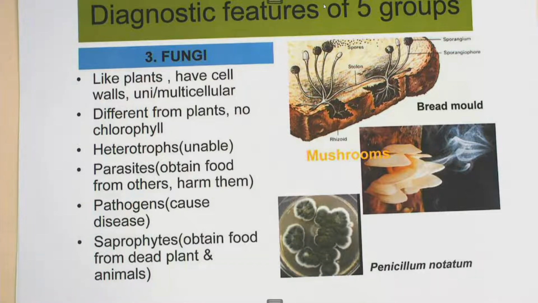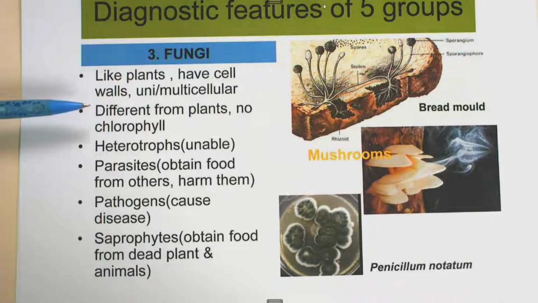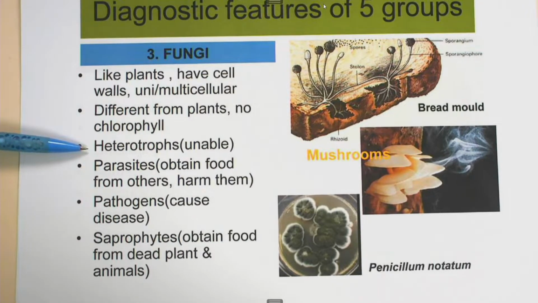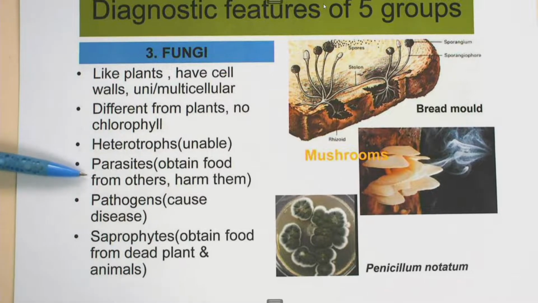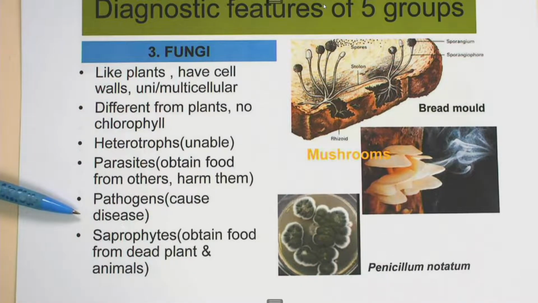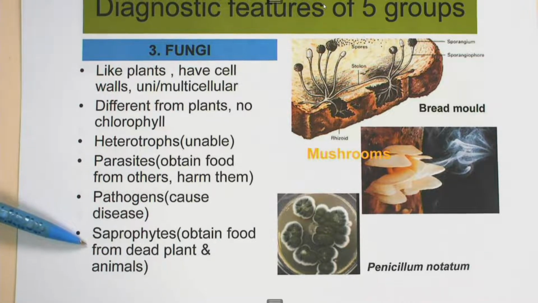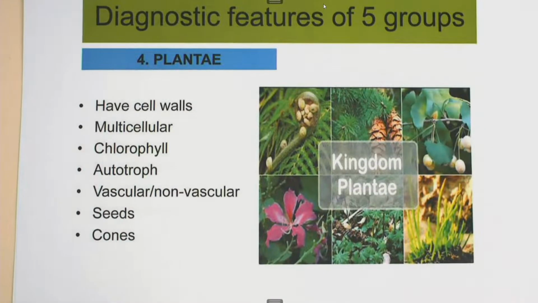Okay, so let's have a look again. Some of the fungi are like plants. They have cell walls and they can be unicellular, one cell, or multicellular. They are different from plants, they don't have chlorophyll. Some of them are heterotrophs, they cannot make their own food, and some of them are parasites, they get their food from another organism, and in the process, they harm that organism. Then we also get pathogens. Pathogens cause disease, and then again the saprophytes, where they get their food from dead plants and animals. That is the fungi.